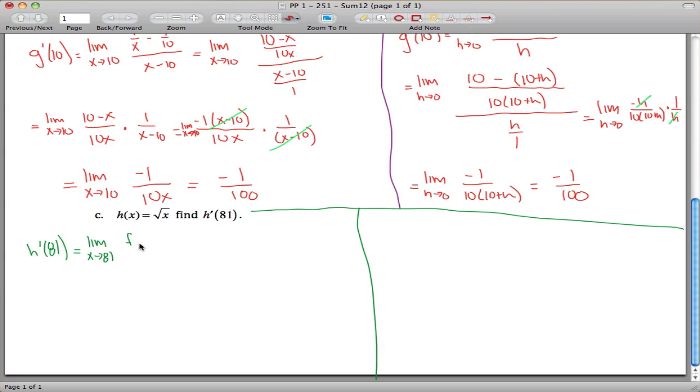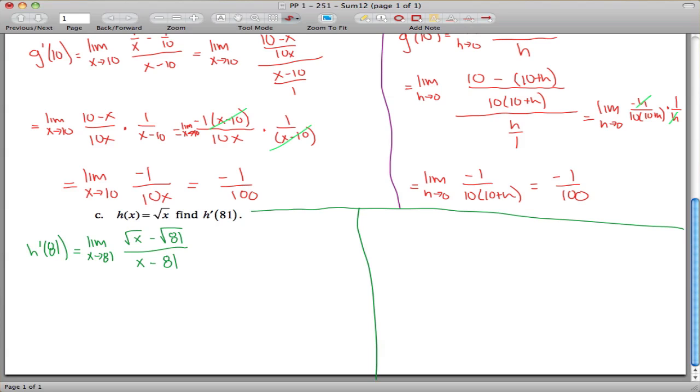I guess it's h of x in this case, which is the square root of x, minus h of 81, the square root of 81, divided by x minus a. Okay, look at this. Try making all the x's equal to 81. You get 0 over 0, so we're kind of going to have to do some sort of algebra tricks.